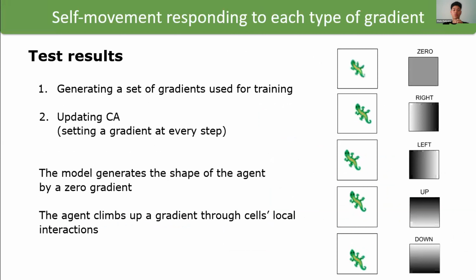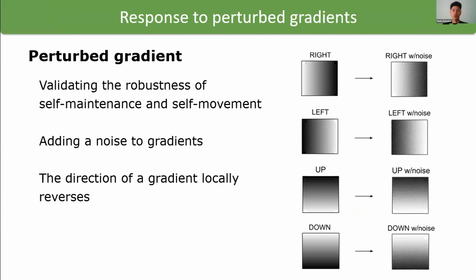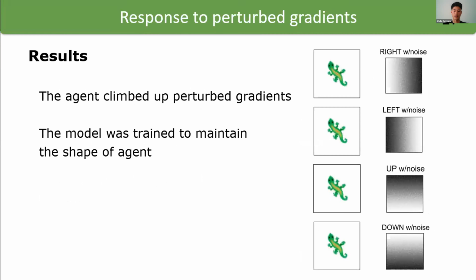As a result, we tested our model on the 5 types of gradients. With the 0 gradient, the model can generate the agent, and the agent climbs up those 4 types of directed gradients. Next, we tested our model on perturbed gradients to validate the robustness of self-maintenance and self-movement. We added noise to each directed gradient, and as a result, the agent climbs up those directed gradients.